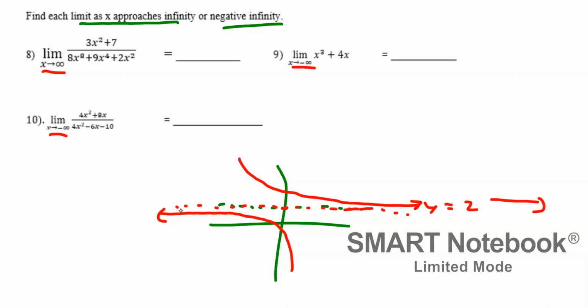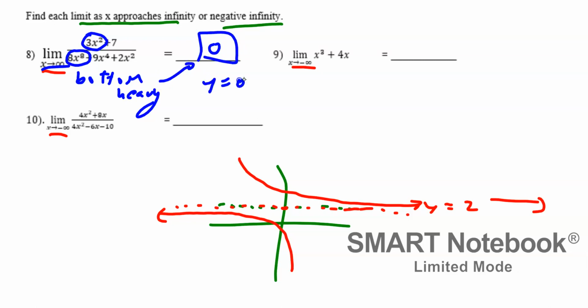The reason I bring that up here is the logic for 8, 9, and 10 is the same as asking if you're doing top heavy, bottom heavy, or even. So if you look at number 8, the highest power on the top is squared, the highest power on the bottom is to the 8th power. So this would be bottom heavy, which means that the limit as x is approaching infinity, if you're getting closer and closer to an asymptote, that answer would have to be 0, because when something's bottom heavy, that means it's approaching the asymptote of y equals 0. So the limit would also be 0. I'm going to come back to number 9.